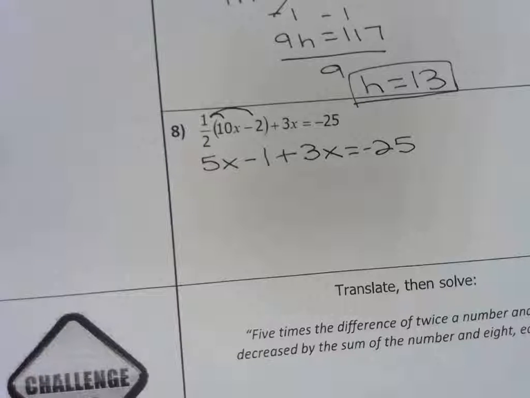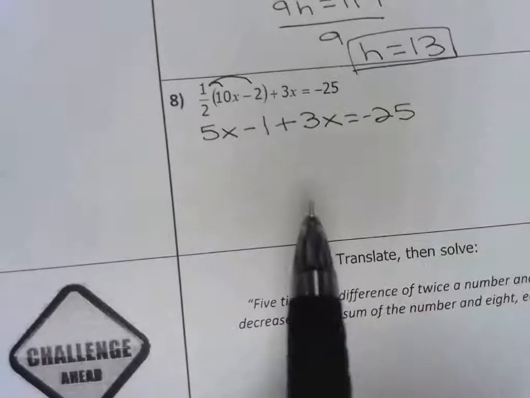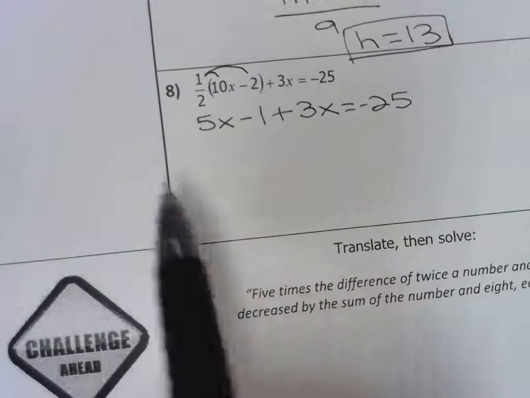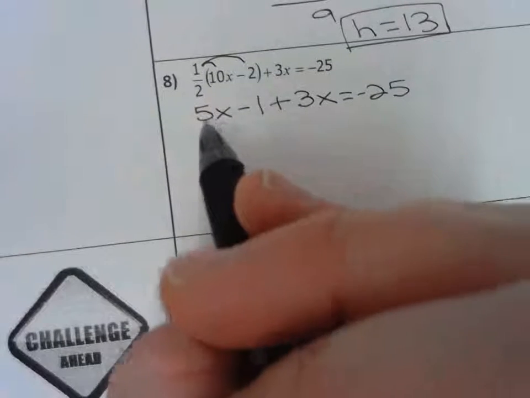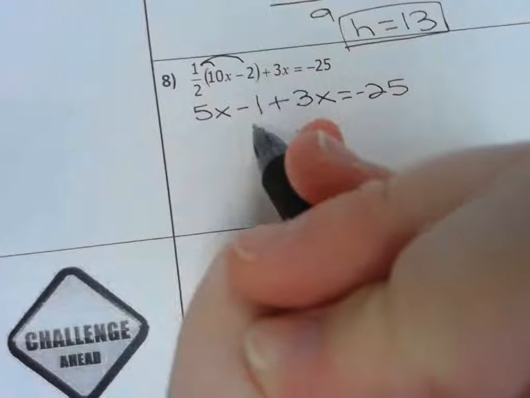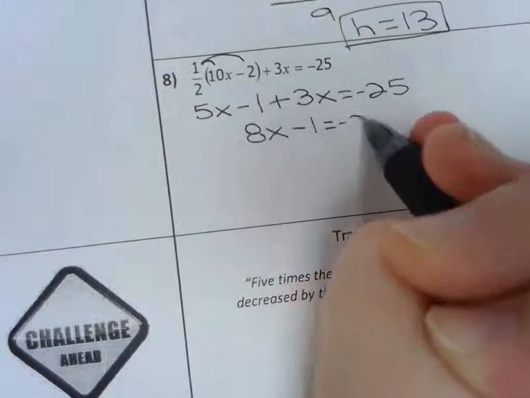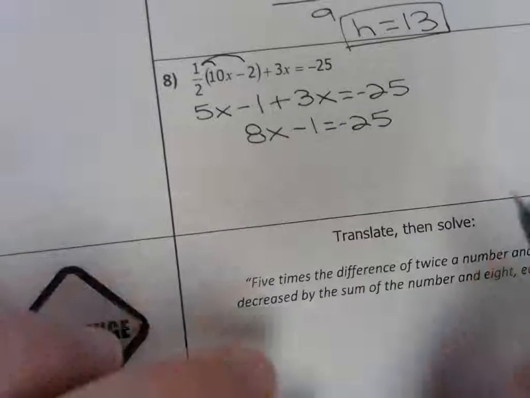Okay, on this one, what do I do next, Amaya? Combine first. Just a second. Look to simplify. Can I simplify anything on the left side? Yep. What is 5x plus 3x? 8x. Put the negative 1 equals negative 25. Okay. Next thing, Nick. What do I need to do?